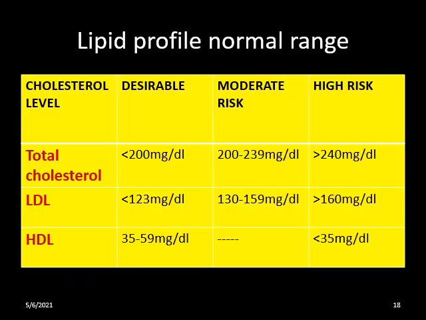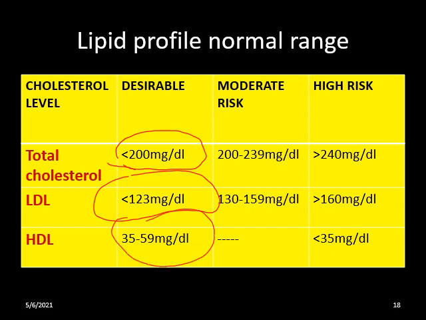This is regarding lipid profile in normal range. The normal ranges of total cholesterol, LDL, HDL will be discussed in detail in the atherosclerosis chapter also. But still, the normal level of total cholesterol in body should be less than 200 mg per deciliter. And LDL level should be less than 123 mg per deciliter, and HDL should be between 35 to 60 milligram per deciliter. A high amount of cholesterol, LDL, etc. are a risk factor for atherosclerosis and myocardial infarction and other diseases.